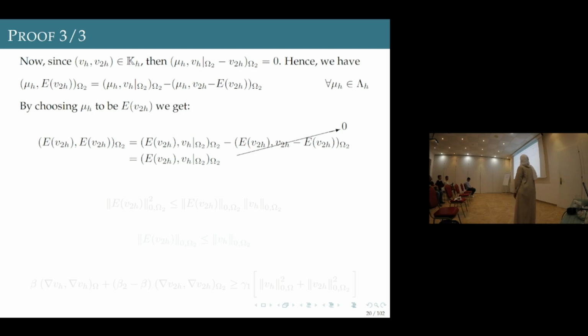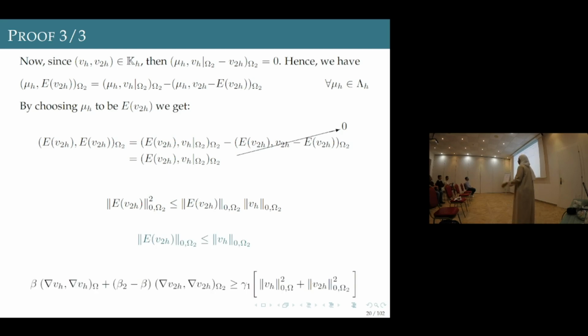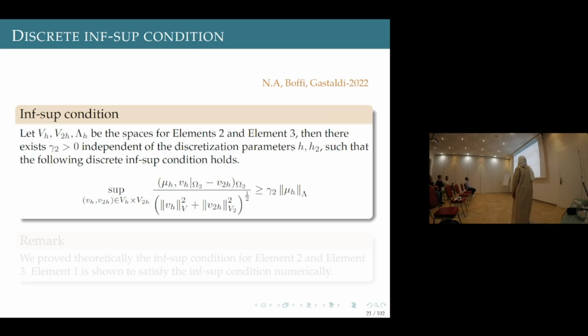So we're left with, writing this in the norm form, that the L2 norm squared is less than or equal to the L2 norm of the first one times the L2 norm of the second one. Divide by this norm, you get this bound. So we got the bound that we want. Just put things together, you get the Elker condition satisfied. So the Elker condition is satisfied for all three proposed elements, for all three finite element spaces that we're proposing.